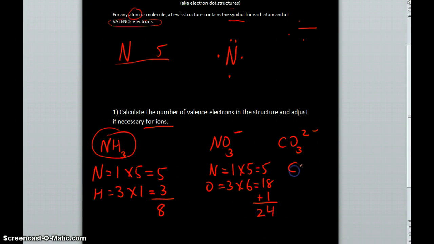Lastly, if we're calculating for carbonate ion, 1 carbon atom would bring 4. 3 oxygen atoms would bring 6 each for 18. And we've gained 2 additional electrons in this structure, so this will also have 24 valence electrons. So step 1 is simply looking up which groups atoms are in. That's how many valence electrons they should have. And then adjusting the number upward or downward for cations or anions.